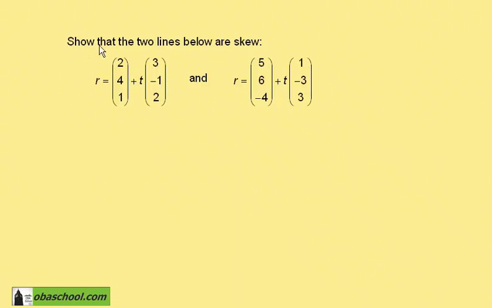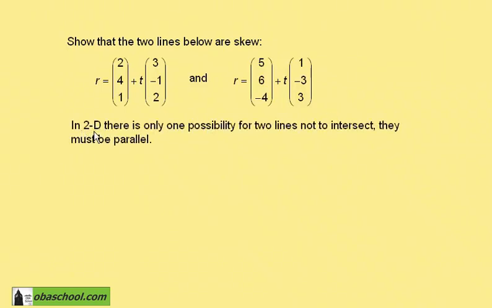We want to show that the two lines below are skew. We have r equals (2, 4, 1) plus t(3, -1, 2), and r equals (5, 6, -4) plus s(1, -3, 3).